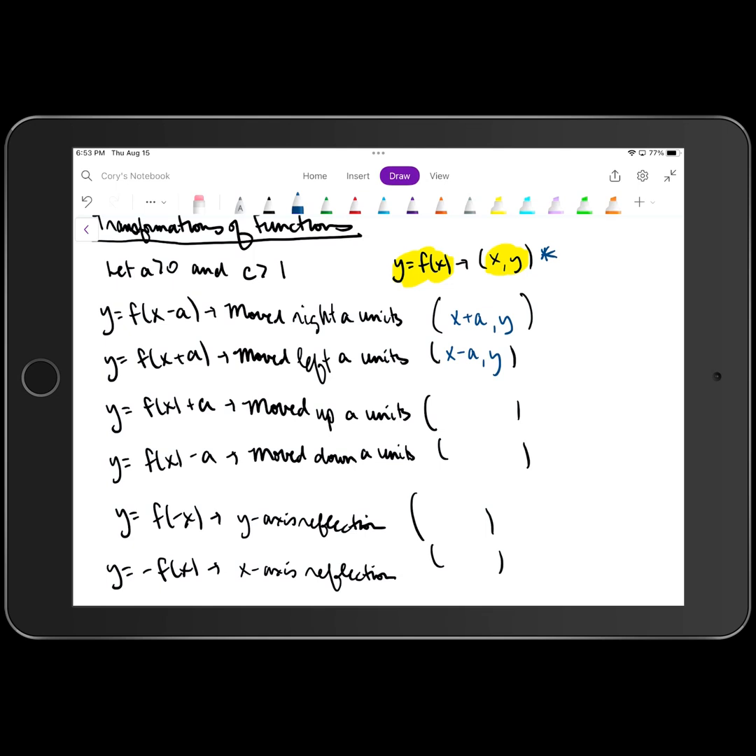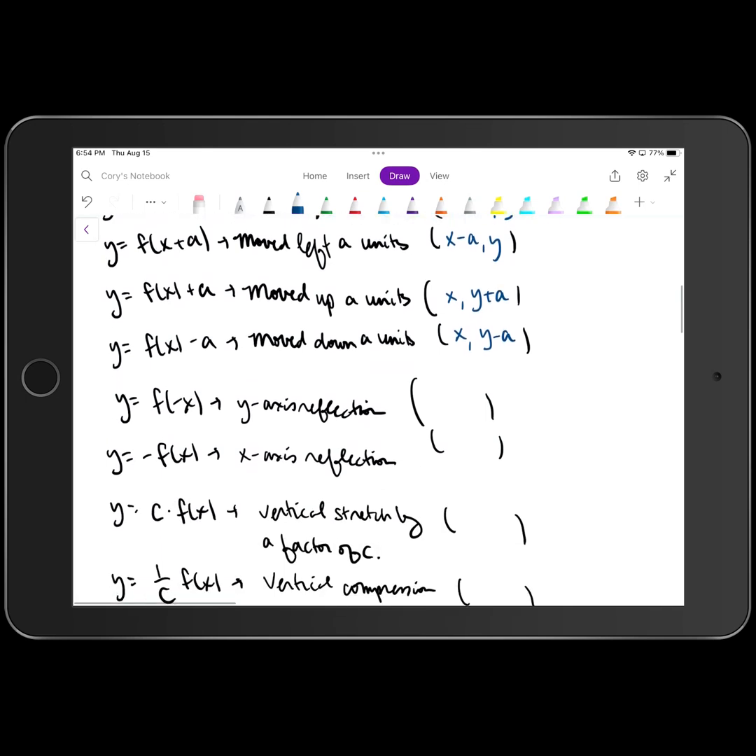Okay, so if we add a outside of our function, if we take the function y is equal to f of x, plus a, that is going to shift our graph up a units. If we move up a units, only the y coordinate of our point is affected. So our new point is going to have coordinates x and then y plus a. If we take the function y is equal to f of x, minus a, that's going to shift our graph down a units. Again, only the y coordinate gets affected, so our new point is going to have coordinates x and then y minus a.